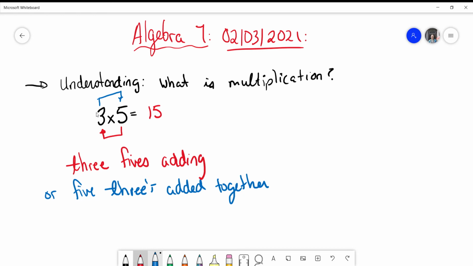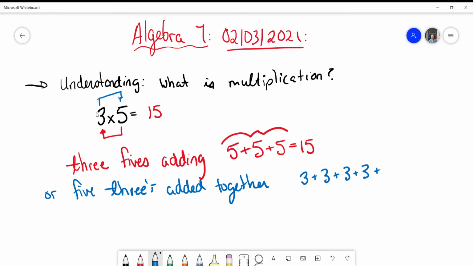So what that means is we can write it in 2 different ways. 3 5s adding: 5 plus 5 plus 5 is just equal to 15. That's 3 times 5, 3 5s. Or 3 plus 3 plus 3 plus 3 plus 3: 3, 6, 9, 12, 15, which is also 15. And this is 5 3s. And this is 3 5s.